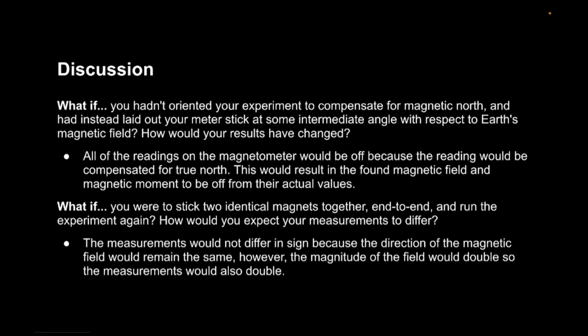What if we were to stick two magnets together end to end and run the experiment together? The measurements would show no difference in sign because the direction of the magnetic field would remain the same. However, the magnitude of the field would double, which would result in the measurements also doubling.